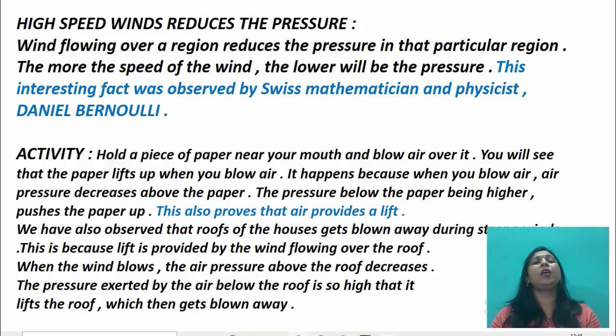Now, to prove that high-speed wind reduces the pressure, we'll do this activity. We'll take a piece of paper and we'll hold it near our mouth and we will blow air over it. When we blow air over it, we will see that the paper lifts up. This happens because when we blow air, the air pressure decreases above the paper. अब हमने ऊपर उसे फूंक मारी तो वो air वहां से हटी, air pressure कम हो गया, okay?